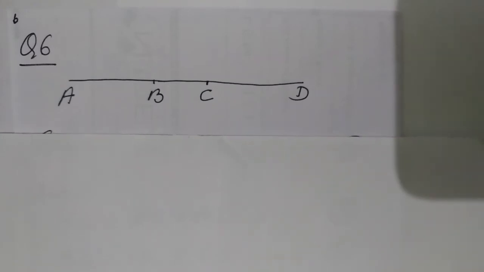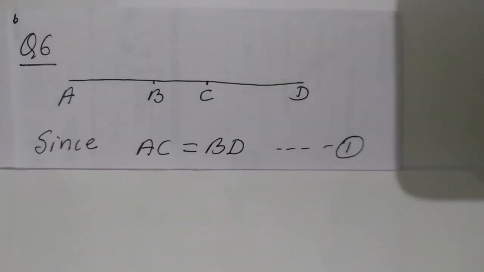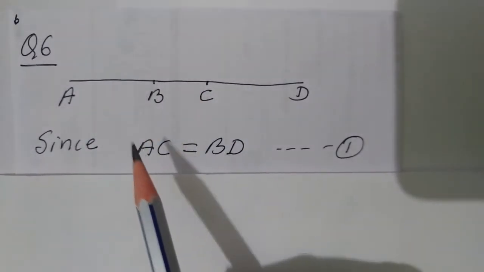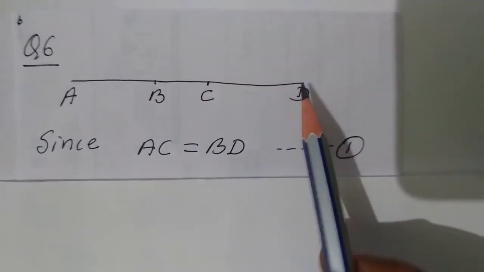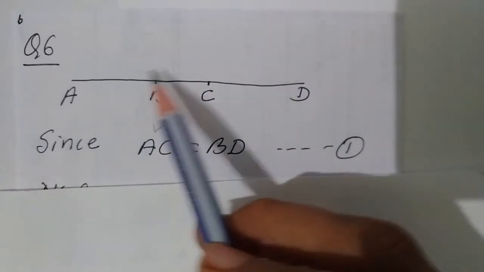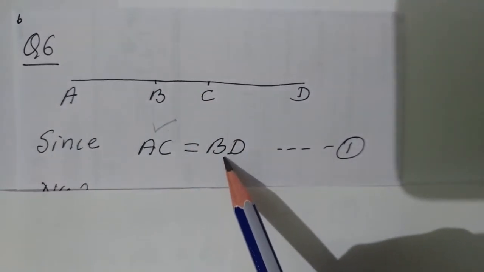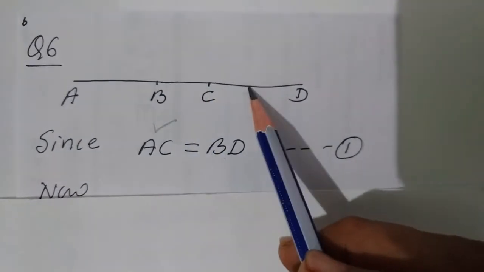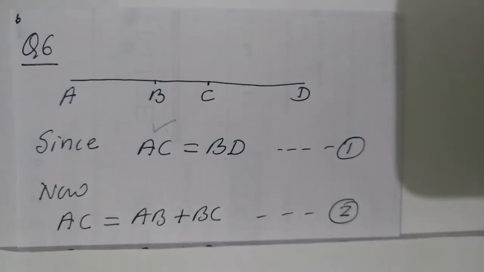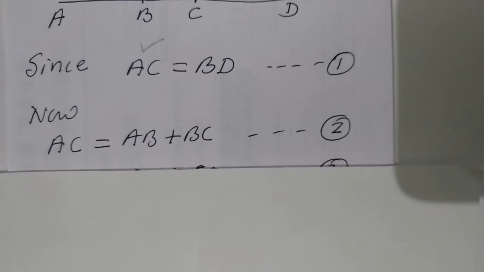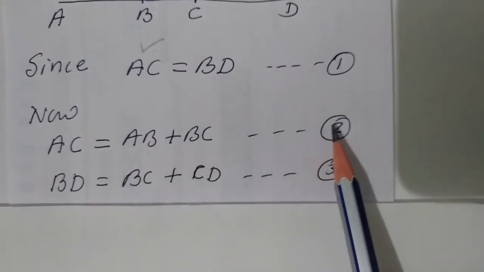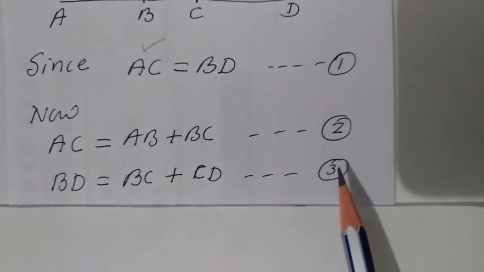This is the figure, children. Now, since AC equal to BD. Children, when we start with since, meaning is what? It is given. So, AC equal to BD is given. Now, children, first we will pick up AC. AC equal to what? AB plus BC. Then we will take BD. BD equal to what? BC plus CD. So, AC equal to AB plus BC. Now, BD equal to BC plus CD.